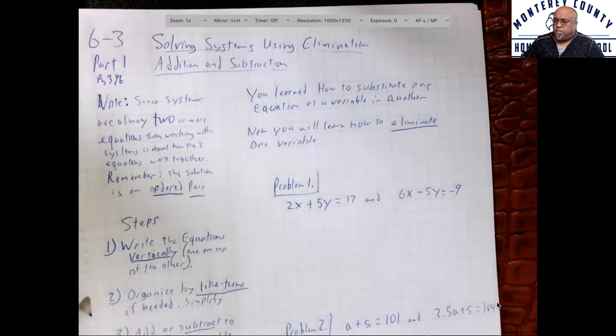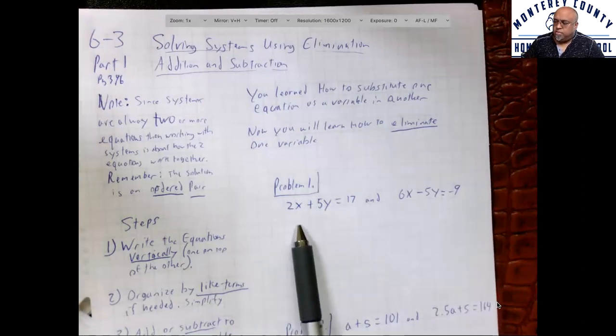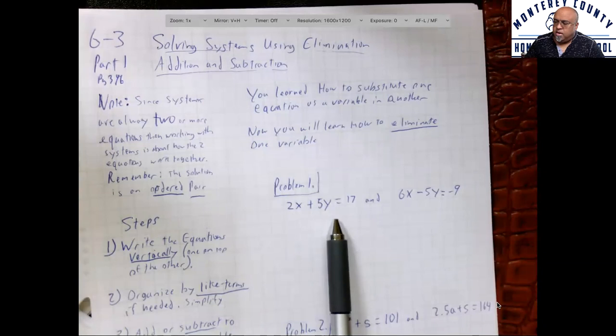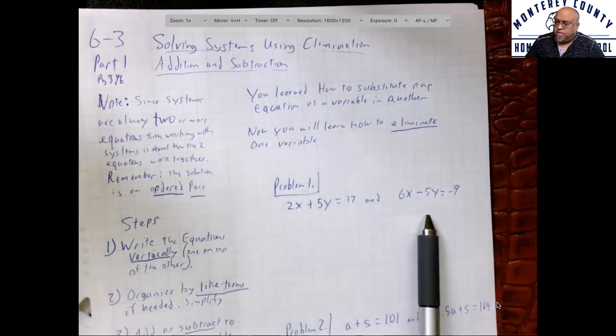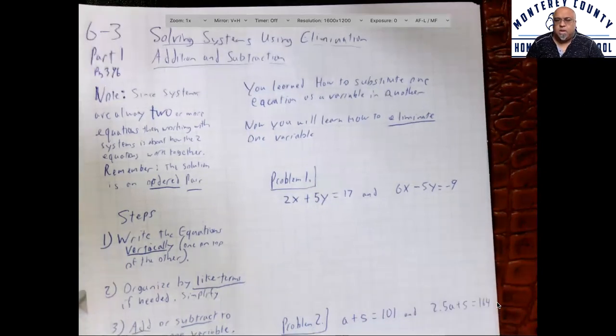Take a look at problem 1 here. You have 2x plus 5y equals 17, and 6x minus 5y equals 9. Both of these are written in standard form. I know I feel bad because the test had the forms and I wanted you to recite them, but that's so yesterday. Let's move on.